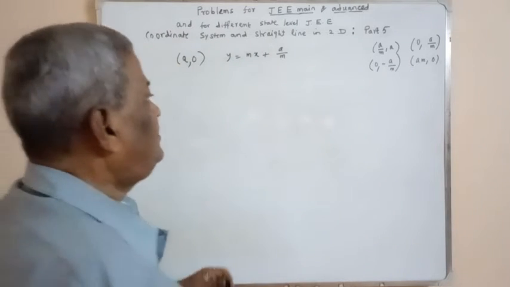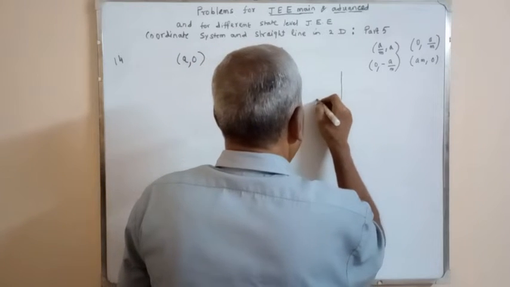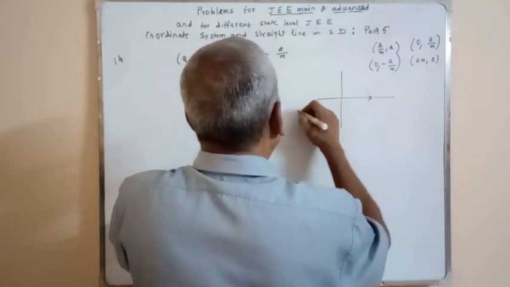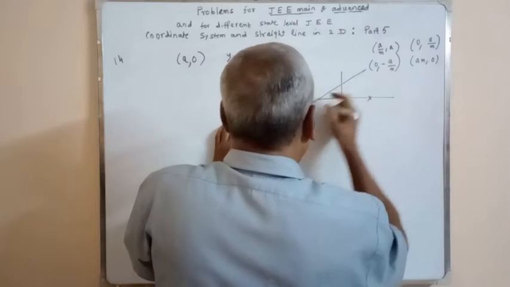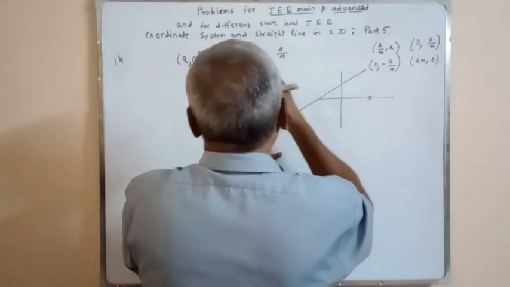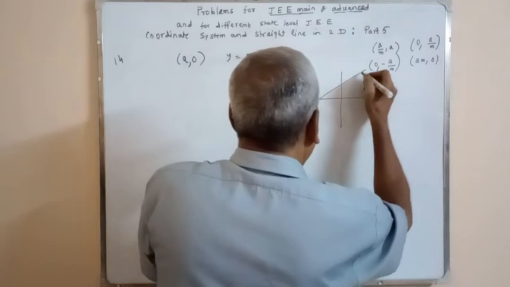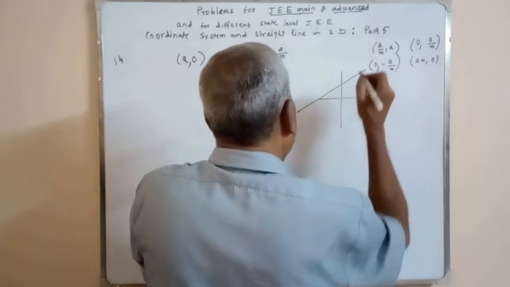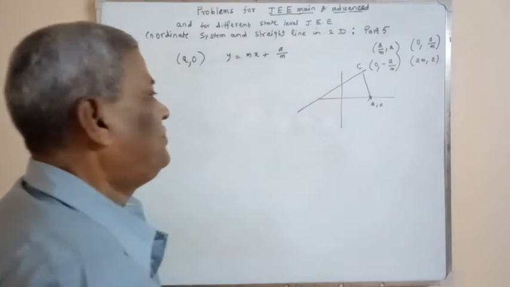So there is no need of drawing, still I am drawing it. A comma 0 is a point on the x-axis, and y is equal to mx plus a by m is this. So actually this is the straight line, its gradient is m, and it meets the y-axis at the point a by m. Now from a comma 0, a perpendicular is drawn, and we have to find the foot of perpendicular C.